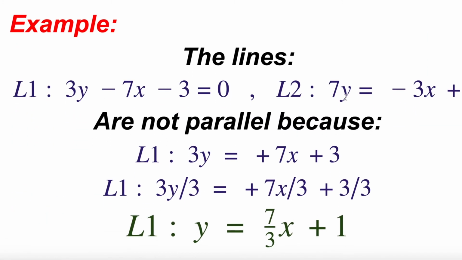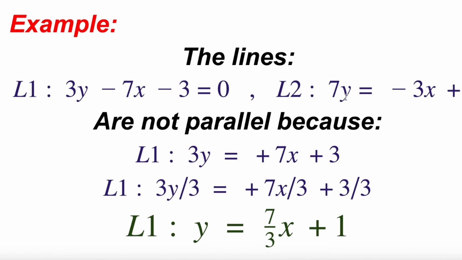One more example. 3y minus 7x minus 3 equals 0. 7y equals negative 3x plus 14. So the first equation should be developed. I should move negative 7x minus 3 to the other side. They will be positive. Then divide everything by 3 to isolate y. So 3 divided by 3 is 1. 7 over 3x plus 3 over 3 is 1. So the slope is 7 over 3.